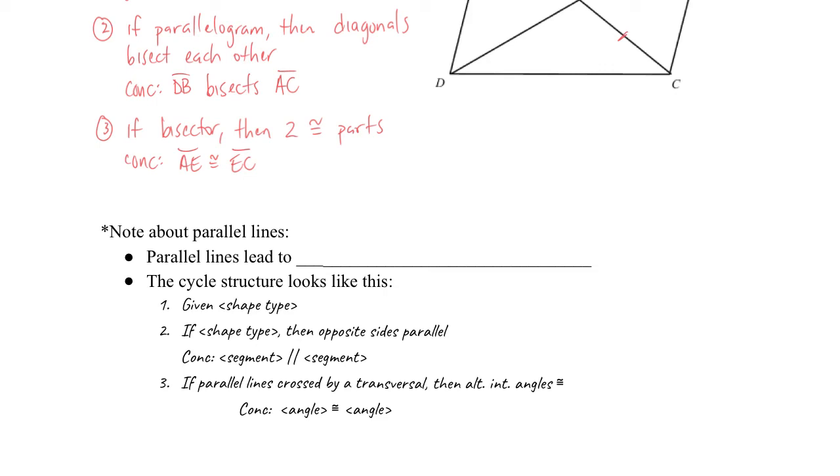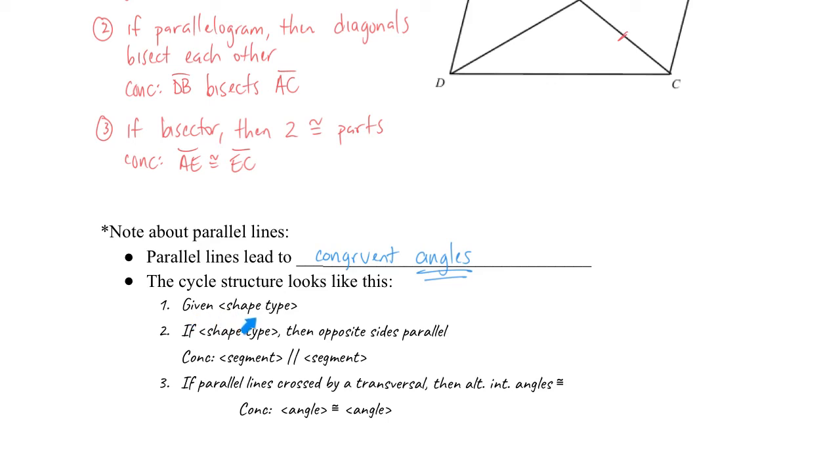What I want to talk about is just a common mistake that students make. Students commonly talk about parallel lines and then they use parallel lines to prove congruence. Parallel lines do not tell us anything about congruence in terms of segments. Parallel lines lead to congruent angles, not sides, angles. And here's how the cycle would work.